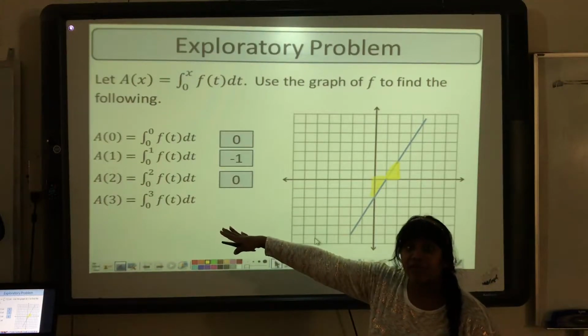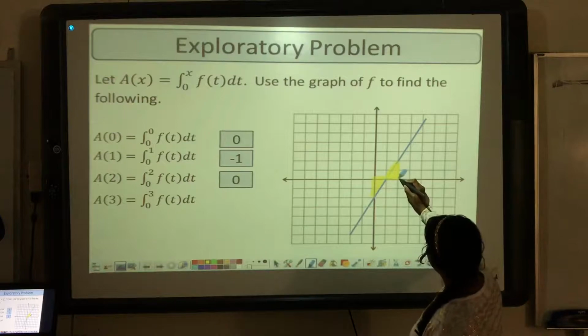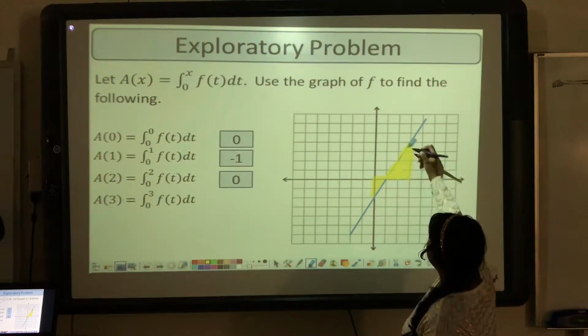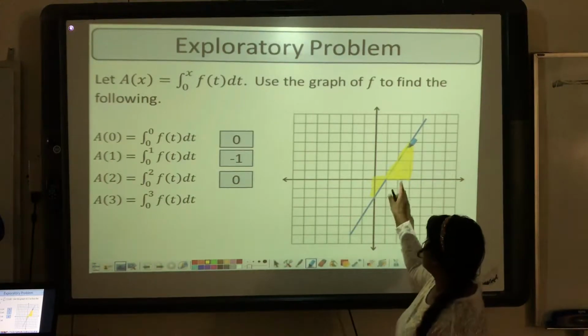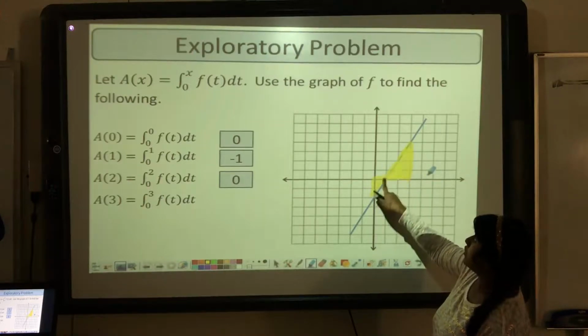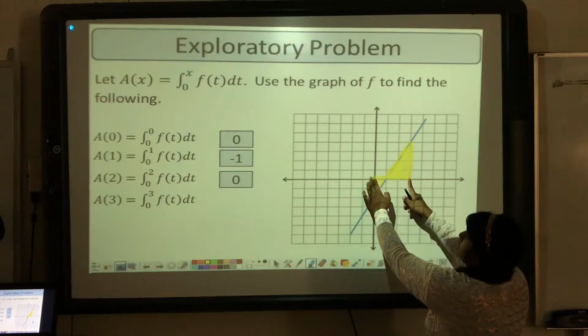Continuing on, we look at A of 3. So now I go from 0 to 3. So I'm just going to tack on one more shape right here. And because this is a simple graph, I'm just going to count my squares. So 1, 2, that's an area of 2. And then I have another triangle that matches these triangles, so that's an area of 3. So if I go from 0 to 3, I'm looking at the total.